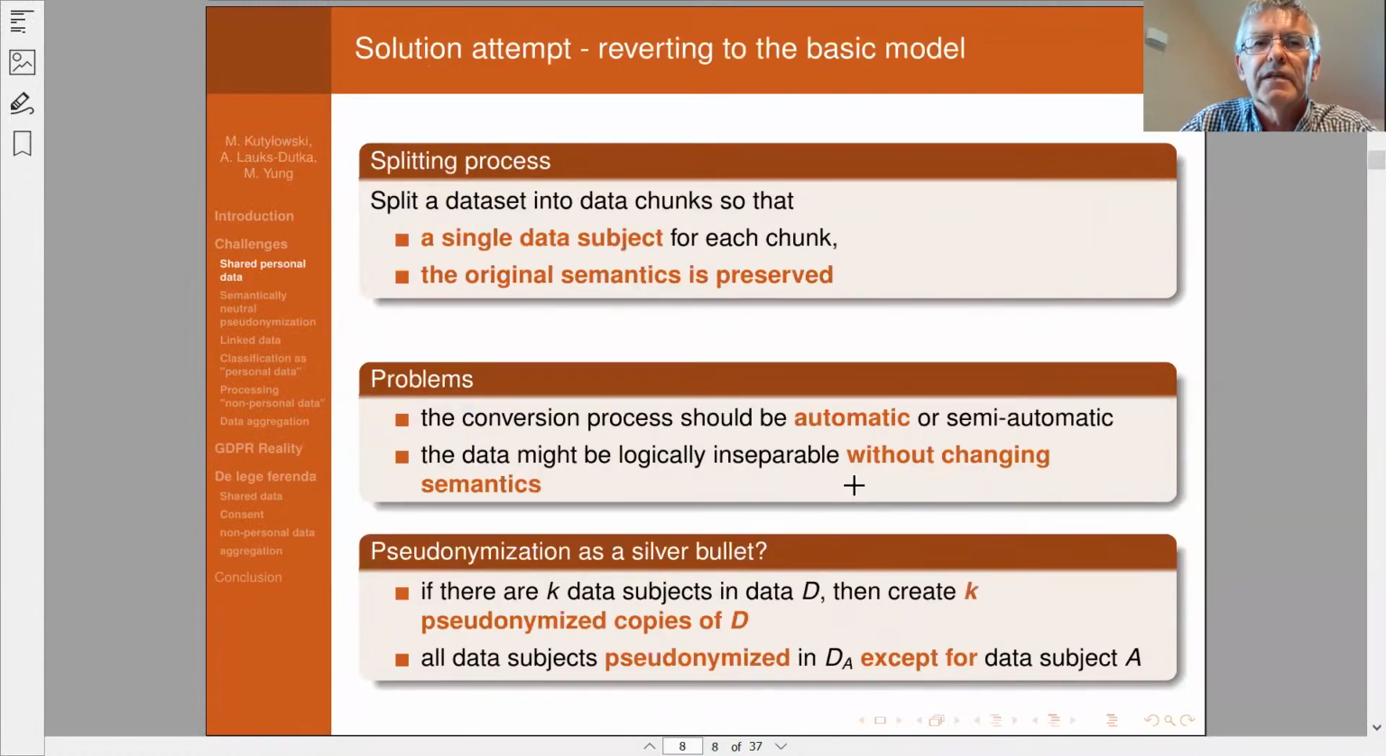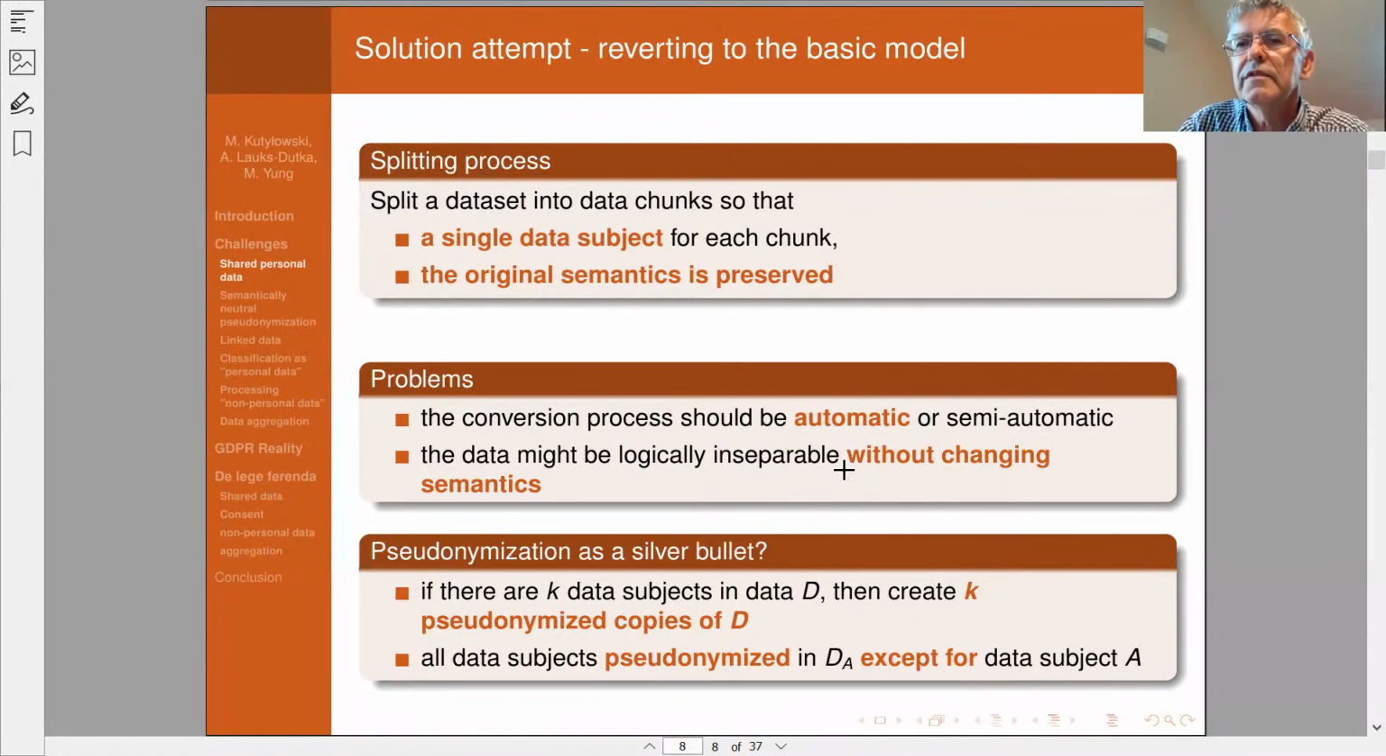Well, the solution would be, of course, to split the data into separate parts, data chunks. Each chunk corresponds to one data subject, and the original semantic is preserved. Well, of course, not that easy. A lot of artificial intelligence is needed to process the data in this way.